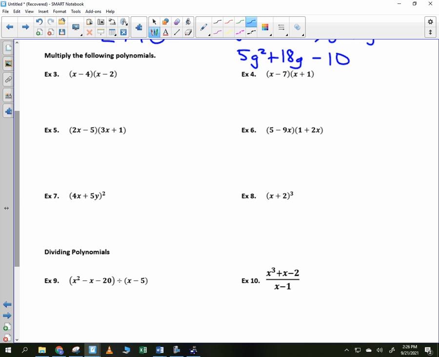Let's now multiply. x minus 4 times x minus 2. x squared minus 2x. Then I move on to the negative 4. Very good. So it's minus 4x plus 8. So I have x squared minus 6x plus 8. You do number 4 on your own. Go.